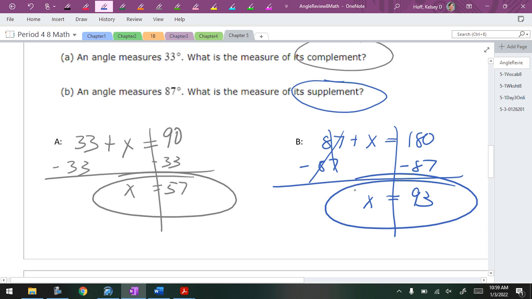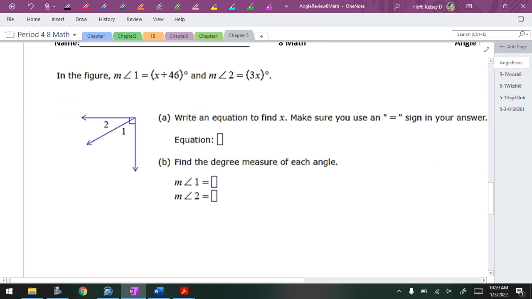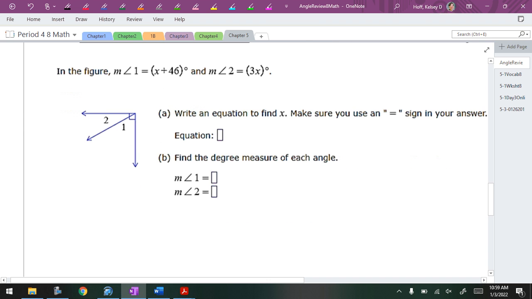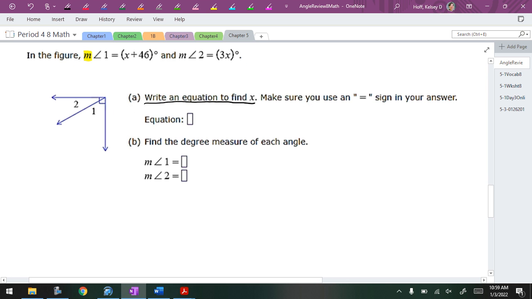Pretty straightforward on that. Here's where I'm going to give you a small curveball. They rolled with it really well this morning, though. In this figure, in this picture, the measure of angle 1, M right here just means measure. The measure of angle 1 is x plus 46, and the measure of angle 2 is 3x. They want us to write an equation to find x. You'll use an equal sign in your answer. And then part B is to find the degree measure of each angle.